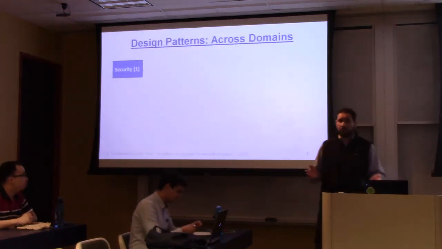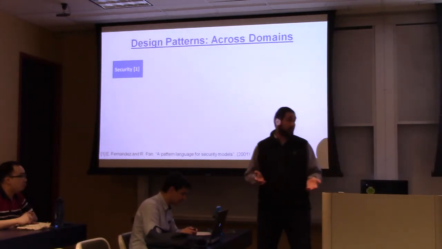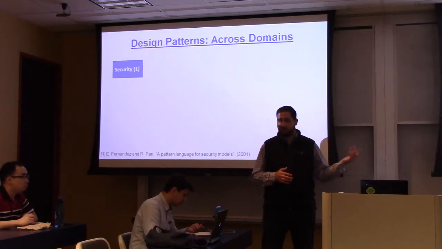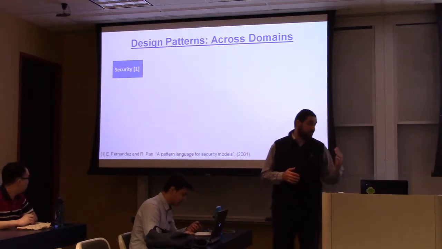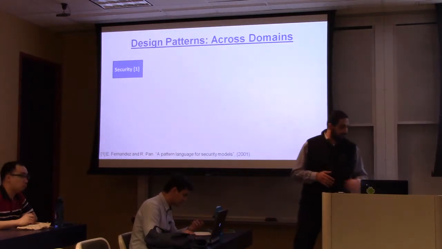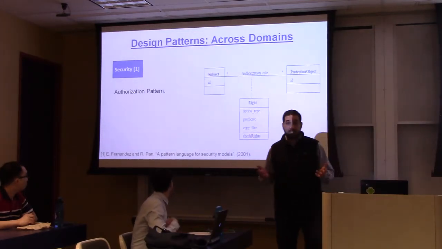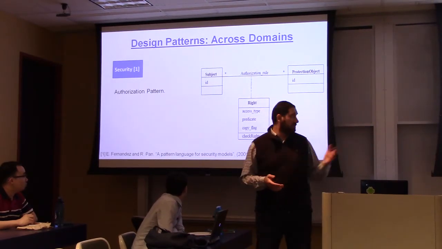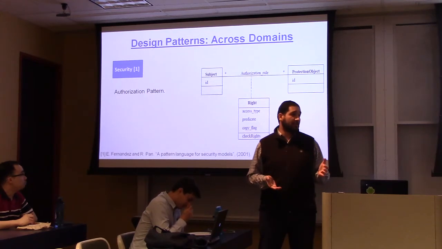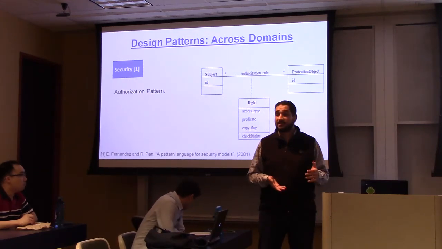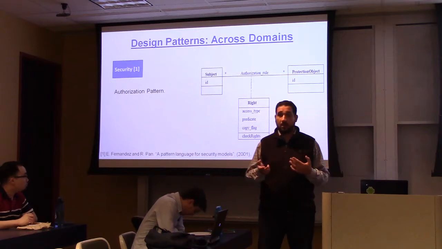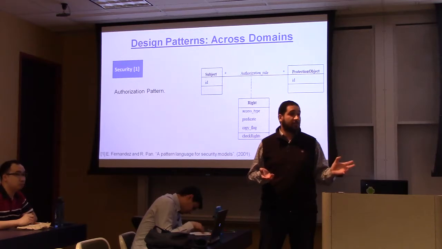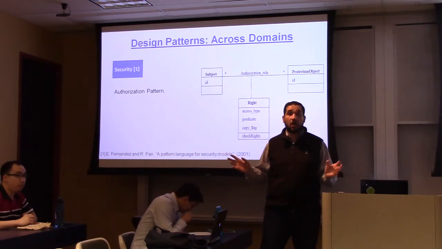So design patterns have been used across several domains. One of the most interesting ones was proposed by Fernandez and Pan in 2001. This is one of the most cited papers. They present different patterns, and I chose some of them. The authorization pattern, which we can see in multiple web-based systems and desktop applications, basically has a class for subjects, a class for objects, and access types. So you can have different access types or privileges that you can give to subjects to access certain objects.